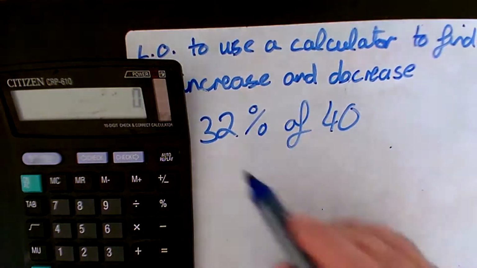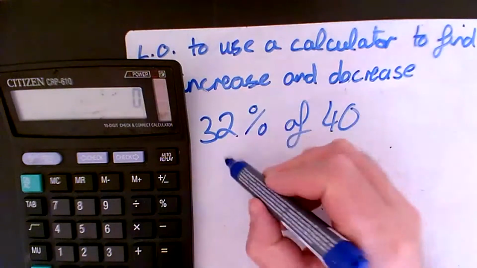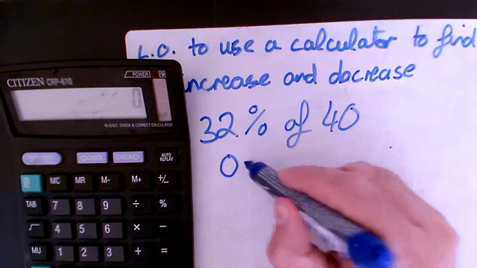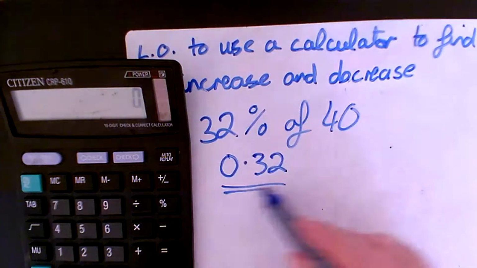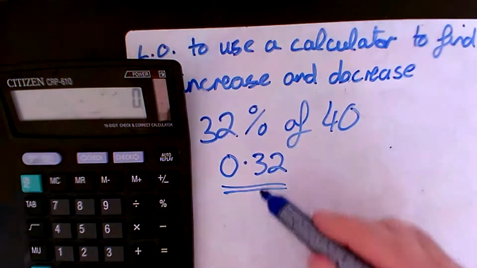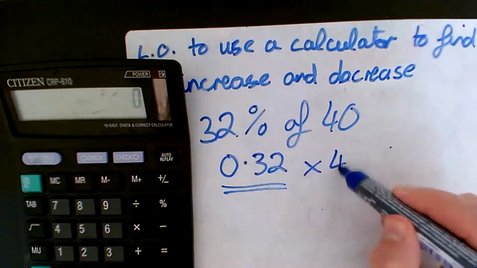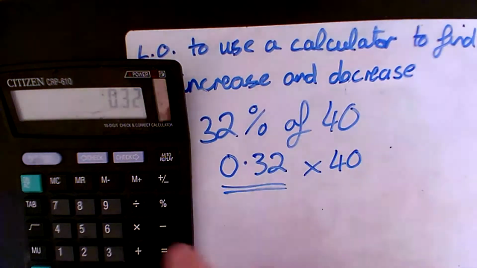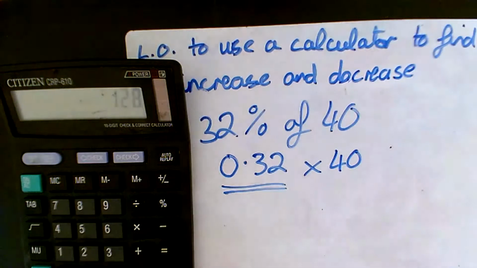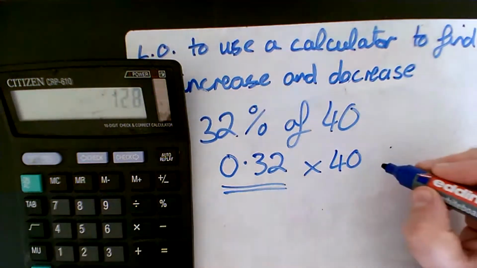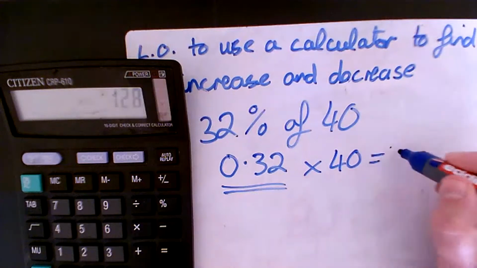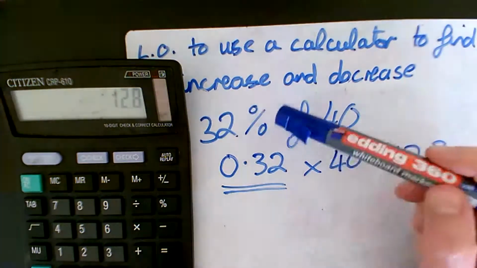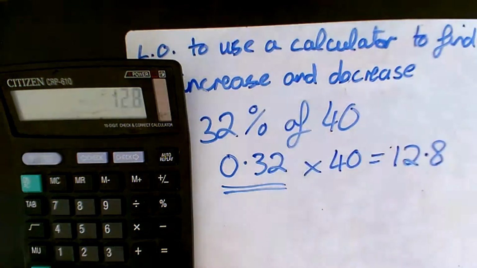First of all, I'm going to turn this 32% into its decimal equivalent. To turn a percentage to a decimal, we divide by 100. So it becomes 0.32, and this is called our multiplier. All I have to do now, once I've turned that into a decimal, is times it by my 40, my original number. So 0.32 times 40 equals 12.8. So 32% of 40 is 12.8. All we're doing really is turning our percentage into a decimal and then multiplying it.